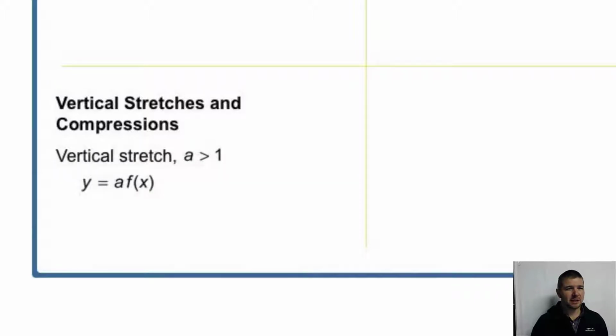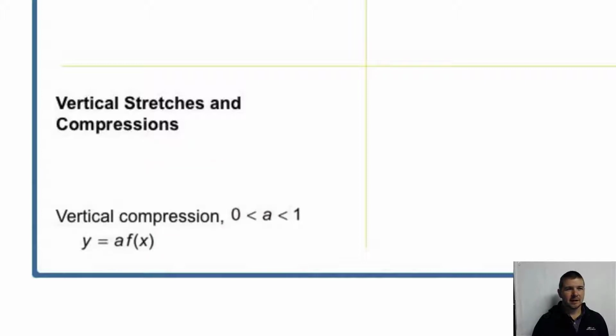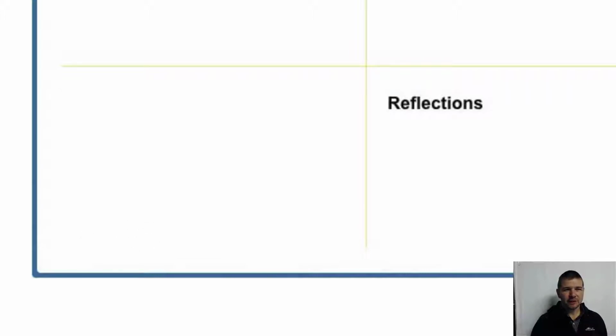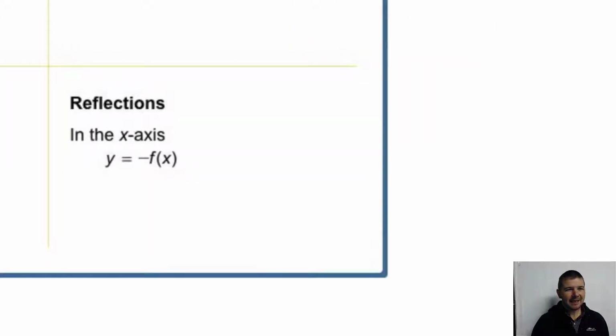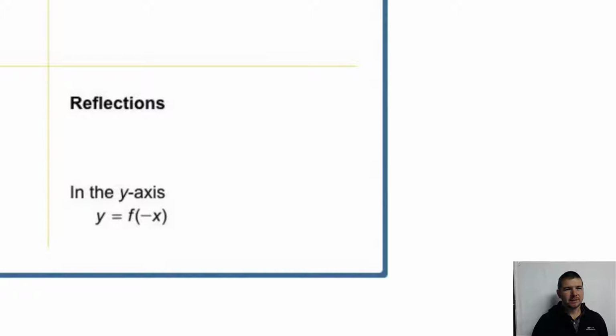First, a vertical stretch, assuming a is greater than 1, can be represented y equals a times f of x. A vertical compression, now assuming a is greater than 0 and less than 1, can be represented y equals a times f of x. Finally, reflections at the bottom right. In the x-axis, y equals negative f of x. In the y-axis, y equals f of the inputs negative x.